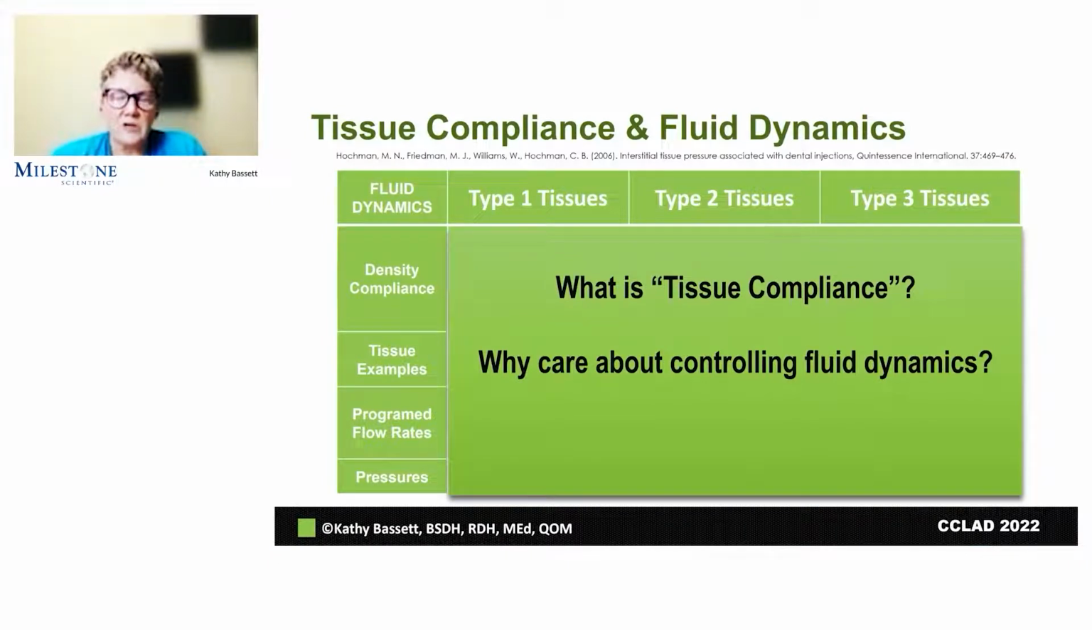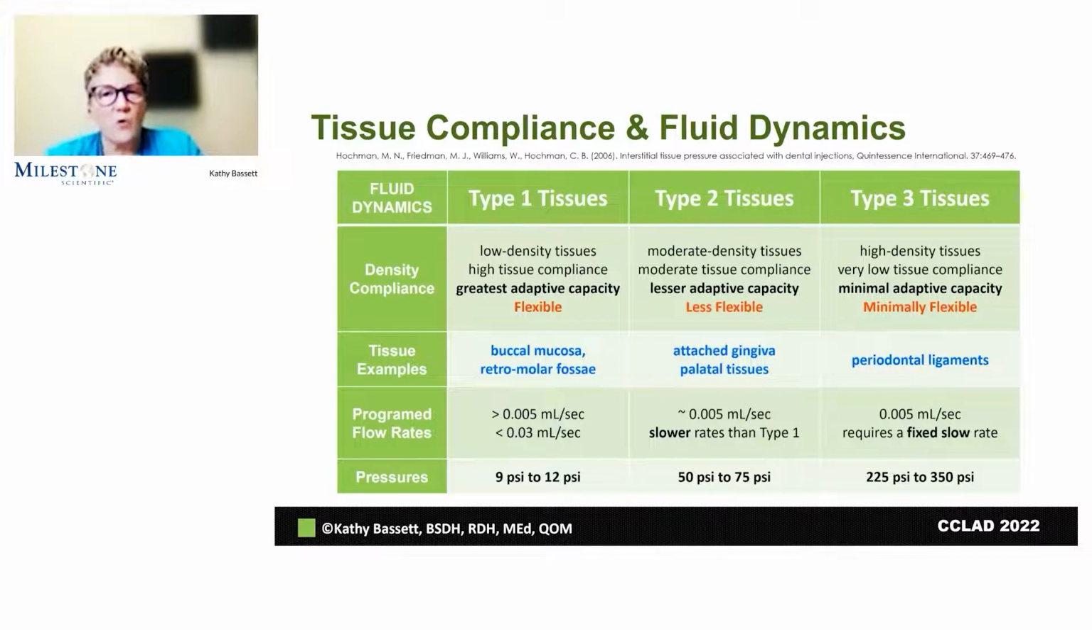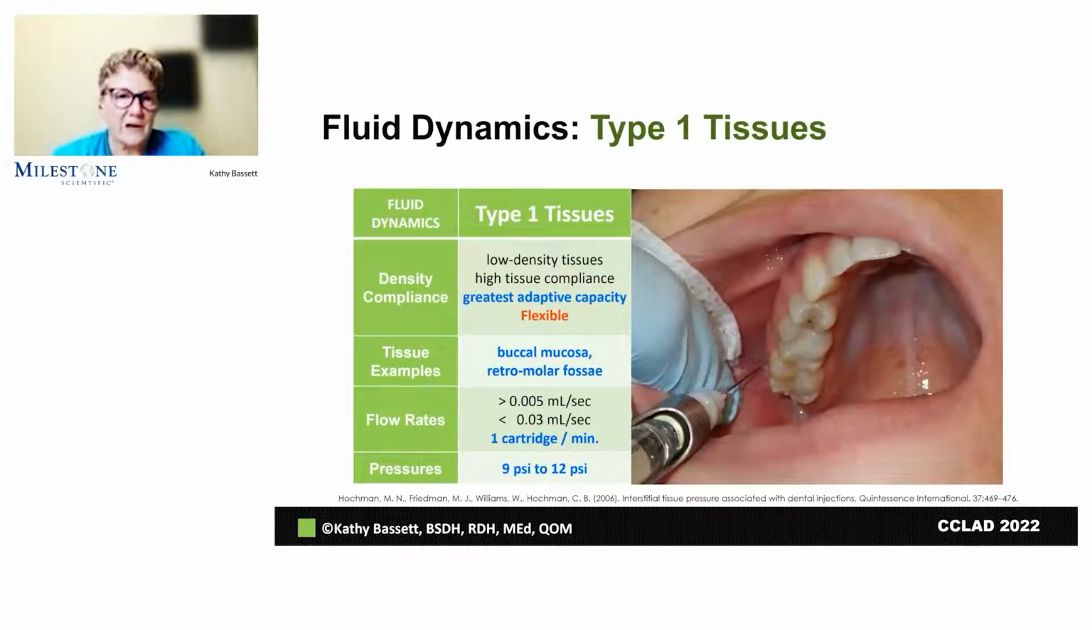One of the things that was looked at early in the research on computer-controlled devices is what we refer to as the tissue compliance and the fluid dynamics. So to answer those questions, what is tissue compliance, and why do we really care about controlling those fluid dynamics in real specific ranges? And so we can organize the types of tissues that we give injections into by 3 basic common types. Number 1 is what we refer to as type 1, which is the greatest adaptive capacity.